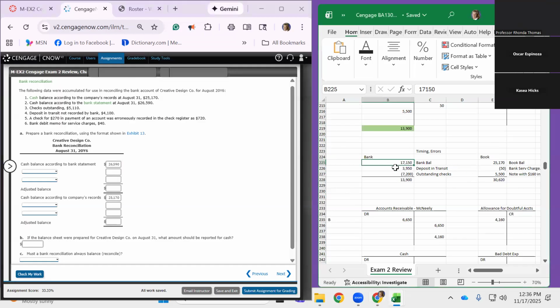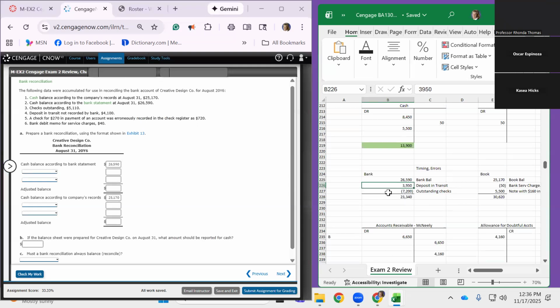So let me put this one in now and we'll see what that difference is. I got 26,590. Okay, let me get the rest of this out of here. And then we'll put in what we know. But before we get started, we want to know how much is the difference. Okay, what is the difference? So the bank says we have a certain amount and our book says we have a certain amount of cash. And we're $1,420 apart.